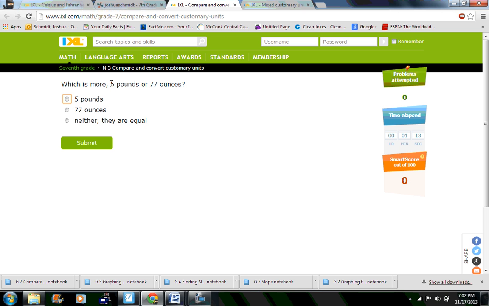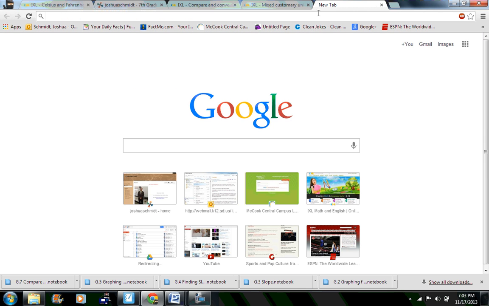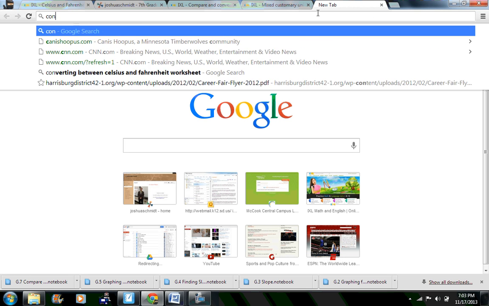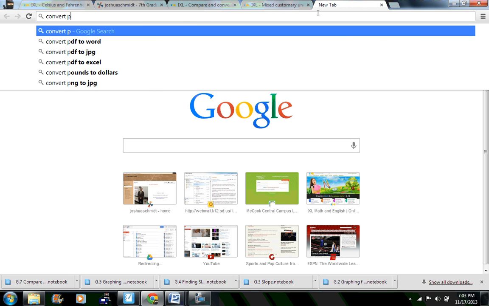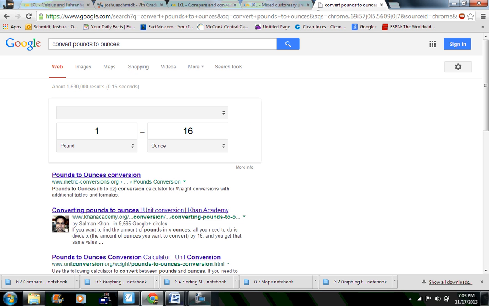So in this one, which is more, 5 pounds or 7 ounces? Well, the problem is that we don't have them in an equal measurement. So what we do is we come up here and you can type it straight into the top bar because that's the same thing as Google. We're going to convert pounds to ounces, which it says right here that 1 pound is equal to 16 ounces.